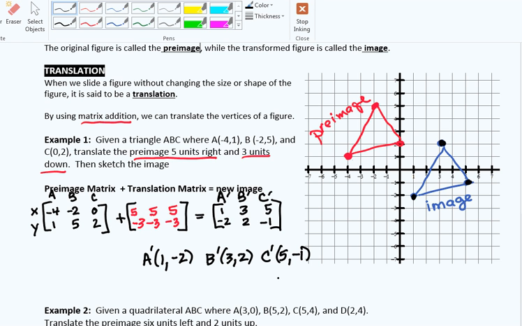So the idea is that we can use a matrix, and we free ourselves up from this grid to where we don't even have to use the grid anymore. We can just represent our vertices as a matrix, create the translation matrix, and get our answer.